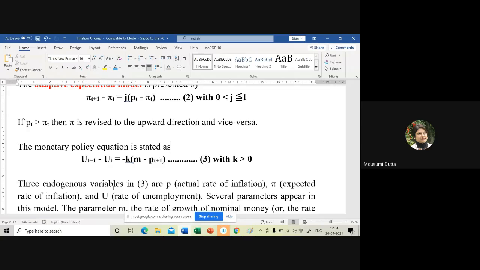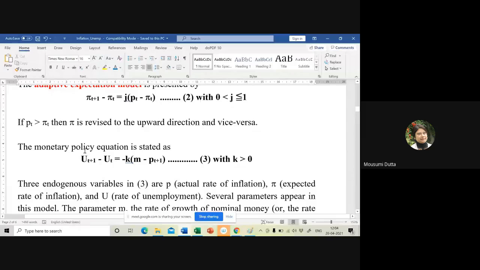Okay. Ma'am, can you repeat? Yeah. Unemployment growth in the (t+1)th period, that is 2021, minus growth of unemployment in 2020.